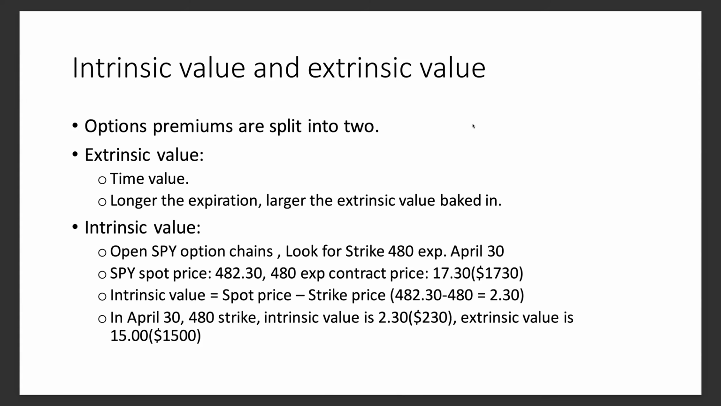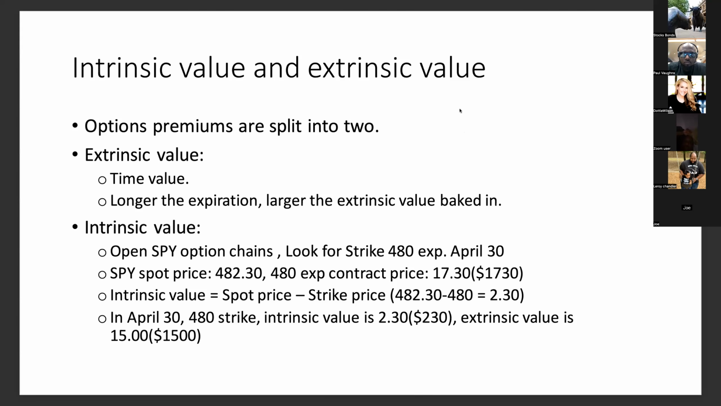If you buy an out-of-the-money option, out-of-the-money options only have extrinsic value. The only option contracts which have both intrinsic and extrinsic value are in-the-money options or at-the-money options. So it's easy for you to calculate how much intrinsic value and how much extrinsic value you have on the options before buying them. This is how you do it. Open up your option chains, open up SPY, and go to the 480 strike expiring on April 30.